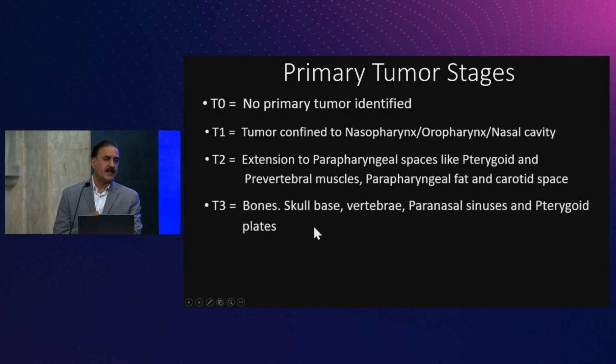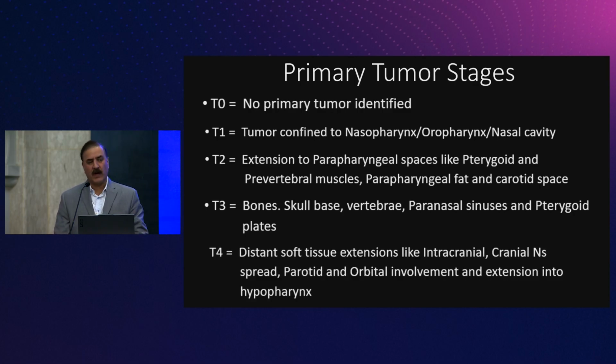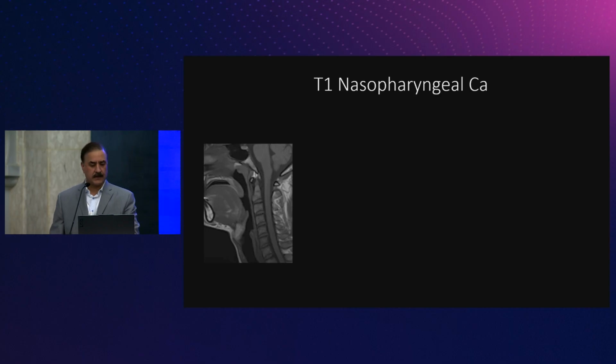If you see osseous involvement in a nasopharyngeal carcinoma, if any bone is involved, you go to a T3 stage. And then, of course, if you have intracranial involvement, perineural spread of disease, extension laterally into the orbits or into the parotid gland, or the tumor is extending down through the oropharynx into the hypopharynx, that's stage 4 disease. Now let's go over each of these stages with some examples.